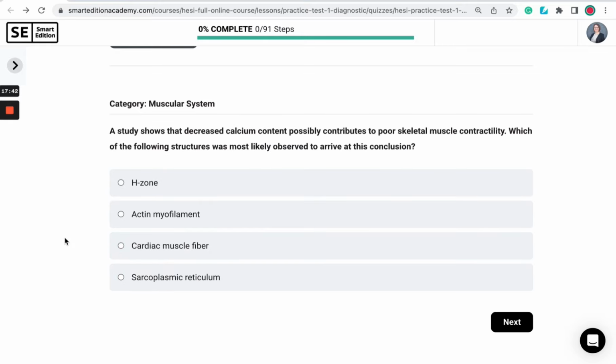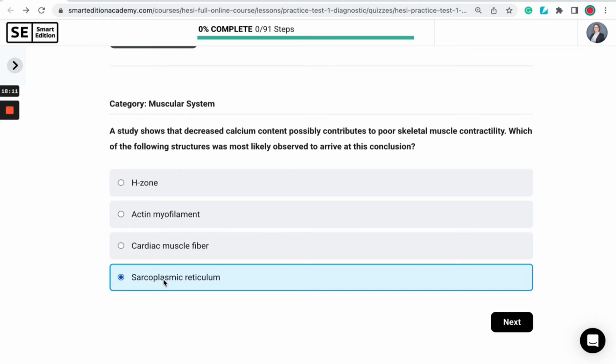A study shows that decreased calcium content possibly contributes to poor skeletal muscle contractility. Which of the following structures was most likely observed to arrive at this conclusion? Is it the H zone, the actin myofilament, the cardiac muscle fiber, or the sarcoplasmic reticulum? The correct answer here is the sarcoplasmic reticulum.